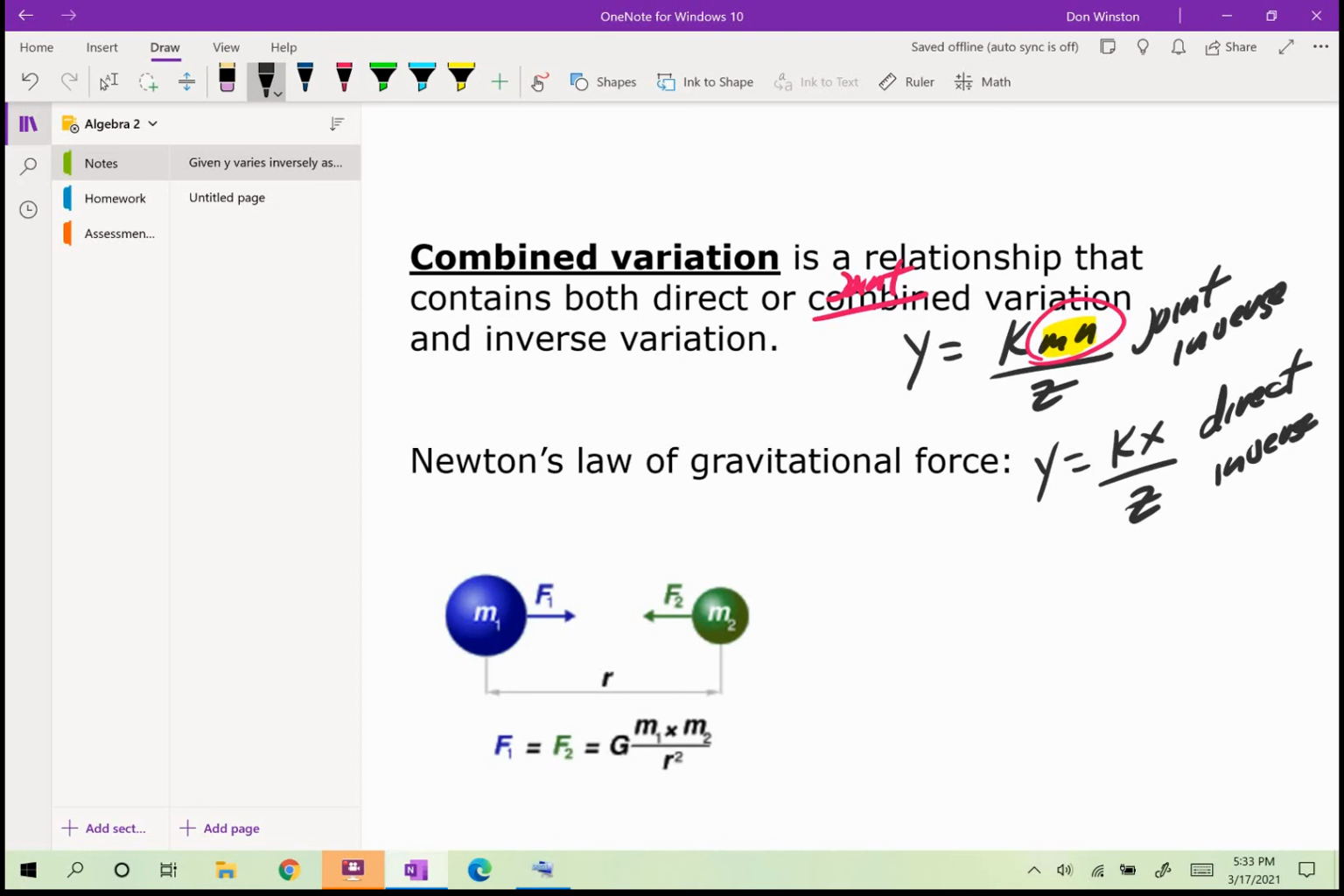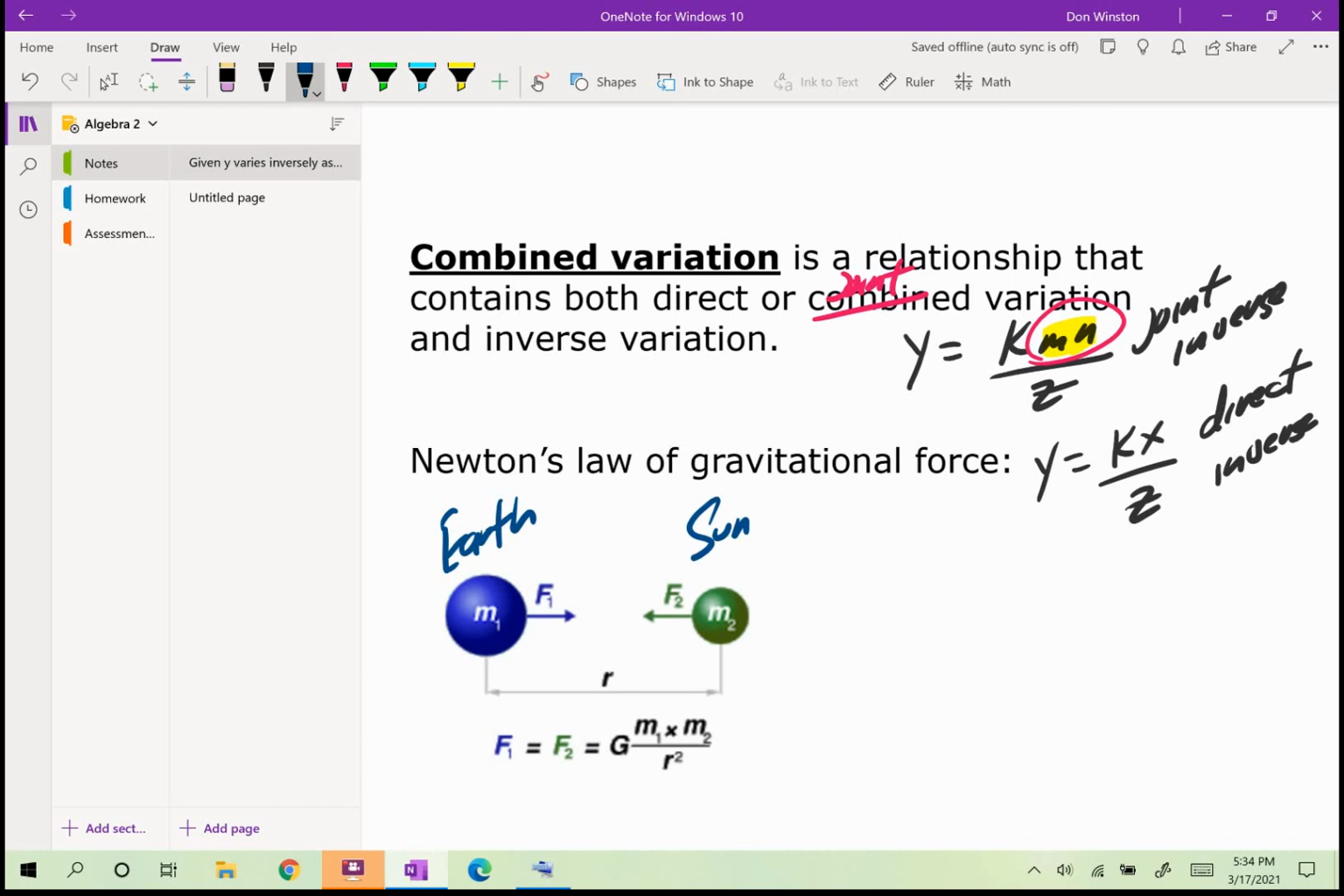All right, now a good illustration of combined variation using joint variation and inverse variation is Newton's law of gravitational force, which basically says like the force between two heavenly bodies, like the earth and the sun, if you will. Let's say this is the sun. The gravitational force between them.